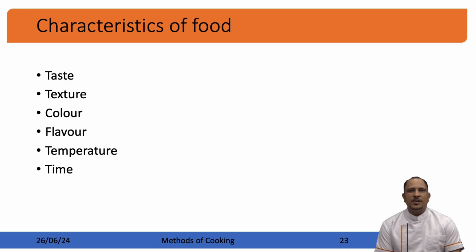Let us talk about characteristics of the food. There are various characteristics of food which make the food look and taste how we see it. These components of food can be understood as taste, texture, color, and flavor. Then to retain these, we have temperature and time.